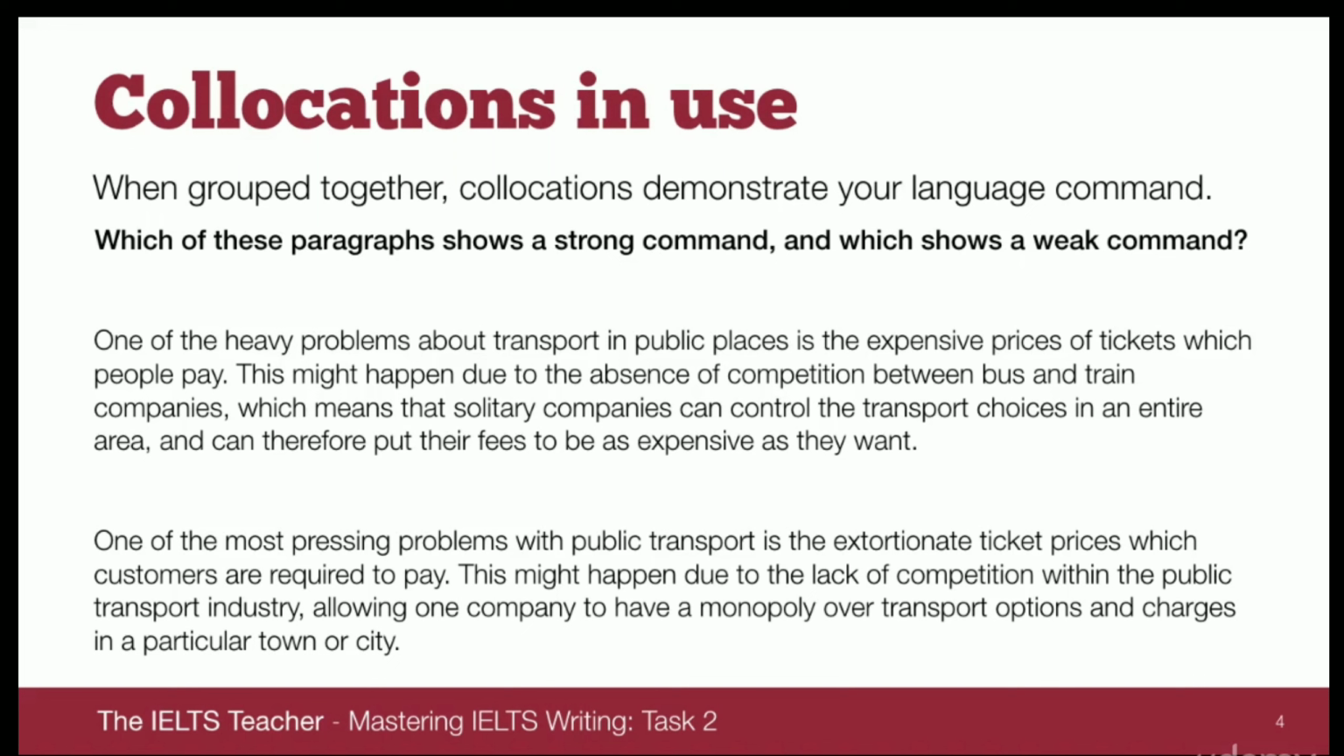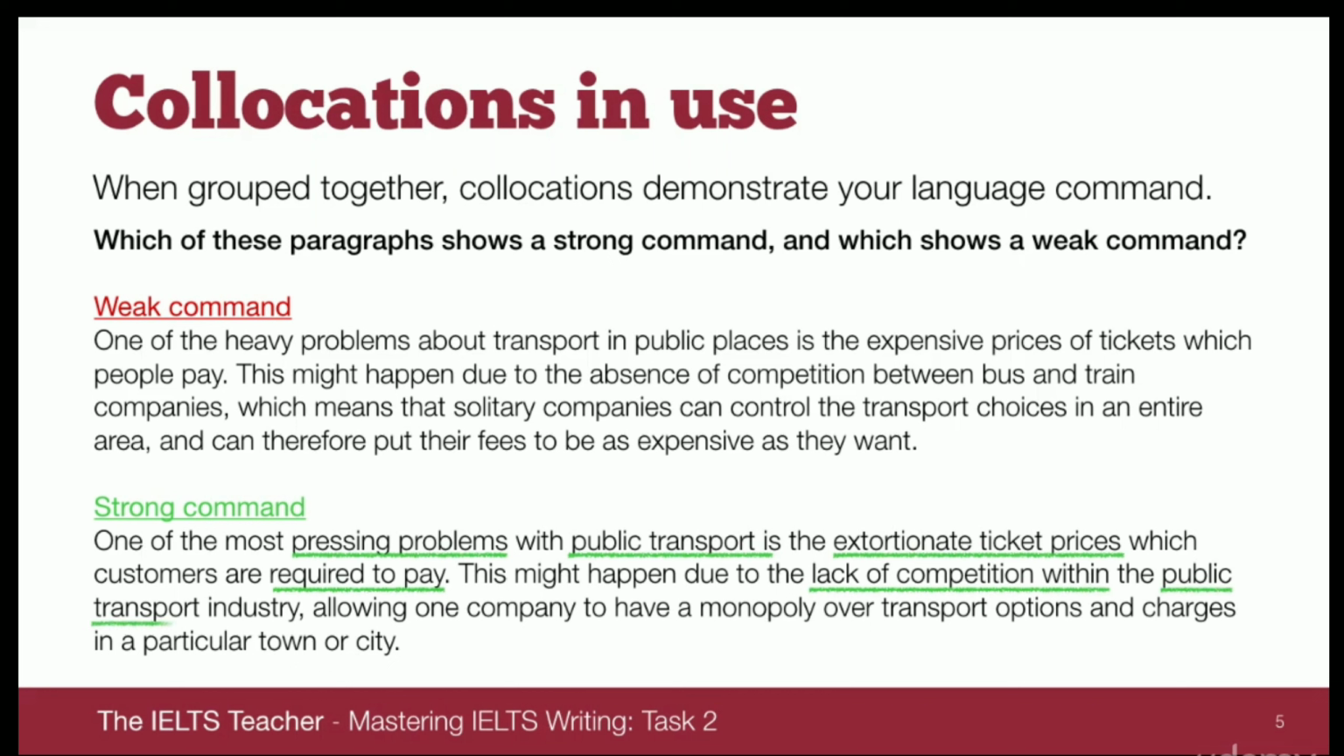Now, if your English command is strong and your comprehension is strong and you have immersed yourself in English enough, you should instantly realize that the top paragraph displays a weak command and the second paragraph displays a strong command. Why does it display a strong command? Because of language like this: pressing problems, public transport, extortionate ticket prices, required to pay, lack of competition, public transport industry, have a monopoly over, transport options.